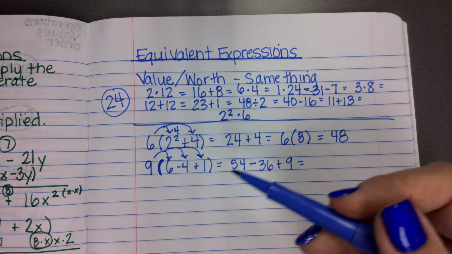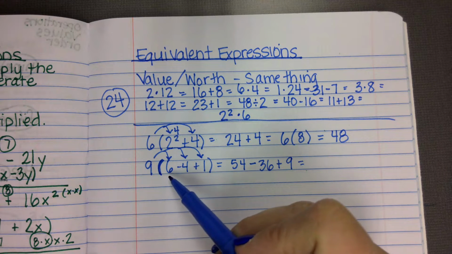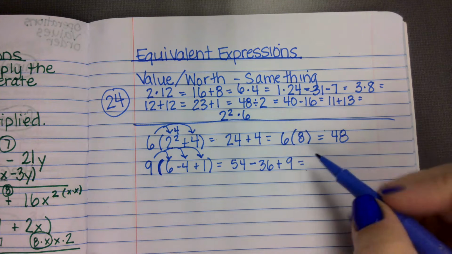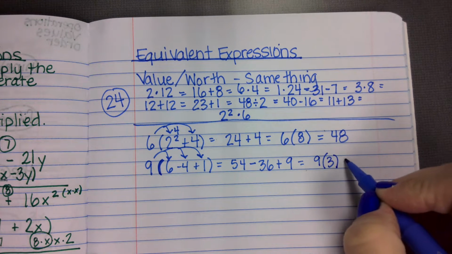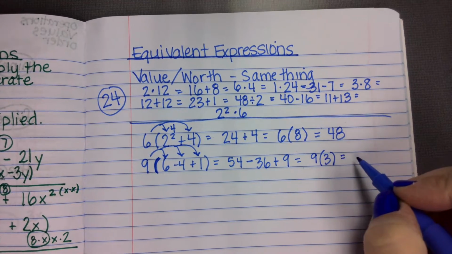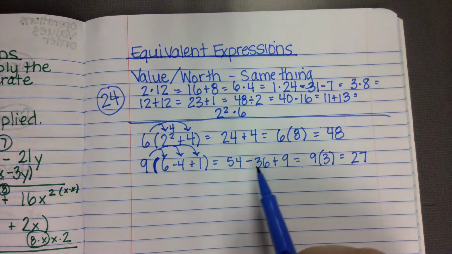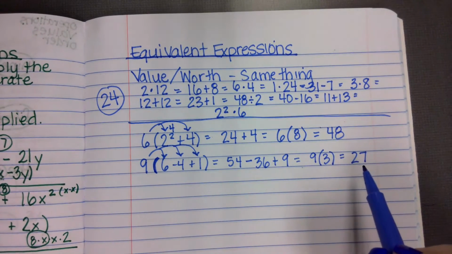What if I actually followed order of operations and I did, okay, let's do this inside. 6 minus 4 is 2, plus 1 is 3. That would give me 9 times 3, and we know that that equals 27. So these are all different ways of writing a problem that has the value or the worth of 27.